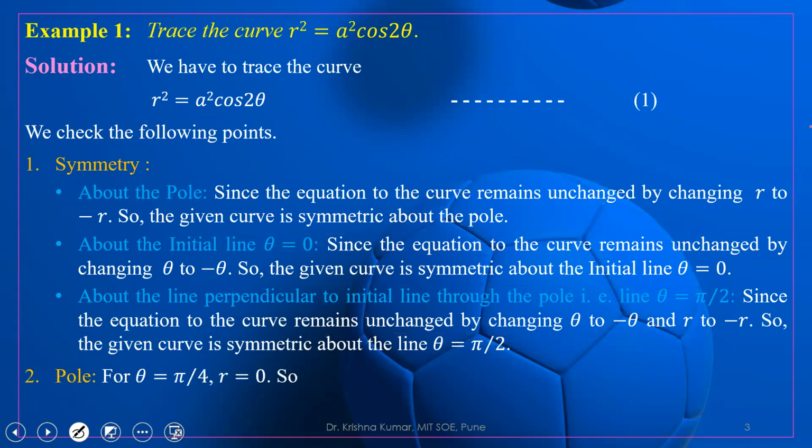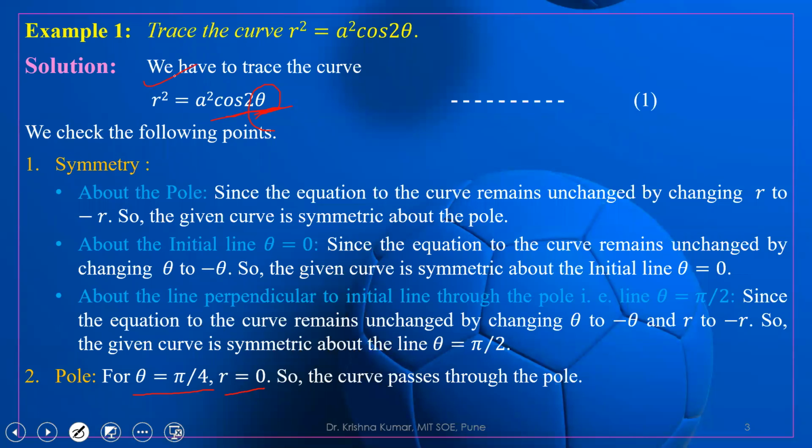Next, the pole. Clearly, if we put theta equal to pi by 4, what is the value of r? It is 0, because it is cos pi by 2, and cos pi by 2 is 0, so r will become 0. So the curve passes through the pole.